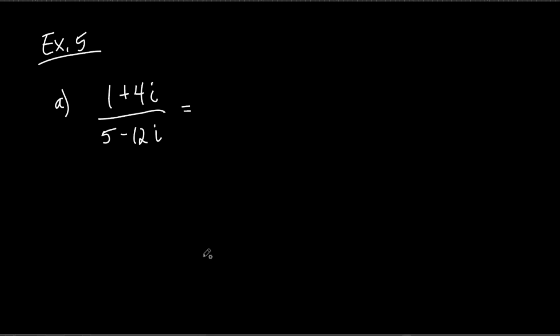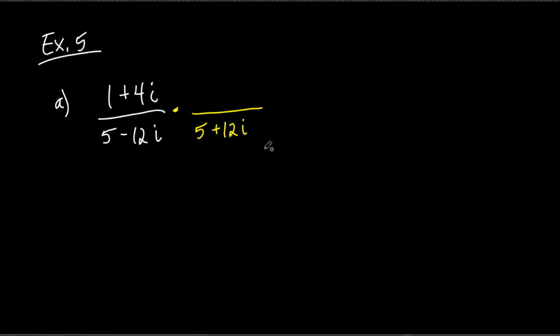Our first step is exactly the same as what we did on the last one. Actually, I'm going to get rid of that equal sign. It kind of gets in the way. Let's change it back to yellow. What do you think I'm going to do? Multiply by the conjugate, and that is flipping the signs. So I multiply the bottom by 5 plus 12i.